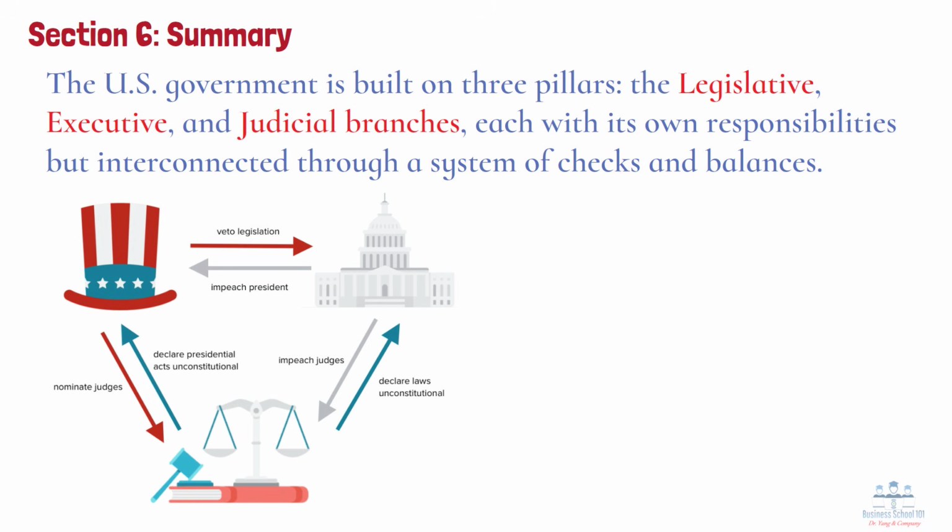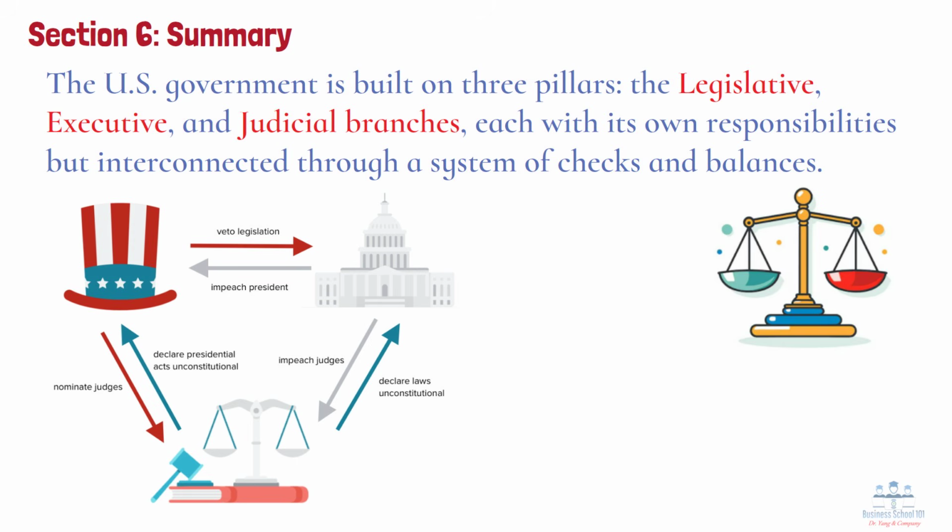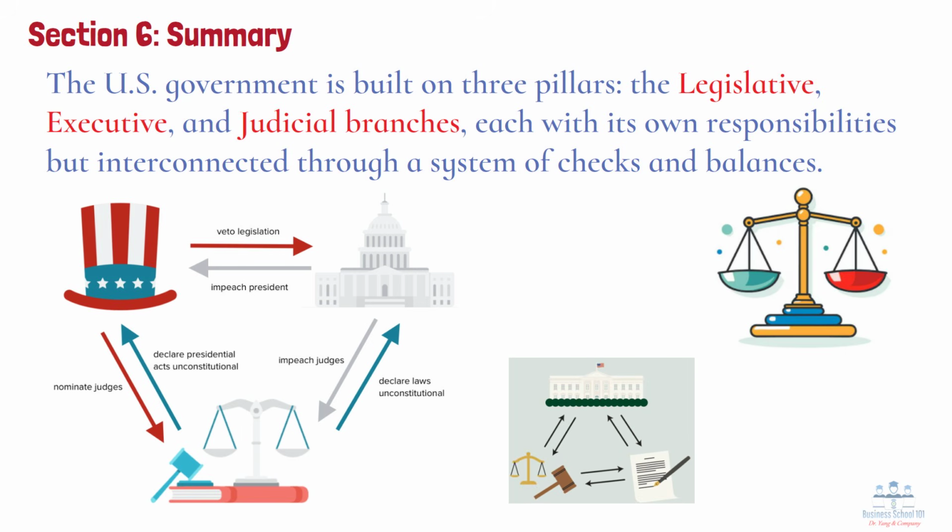This balance of power is what keeps the government fair and functional, ensuring that no one branch can dominate the others. By understanding how these branches work together, we gain a deeper appreciation for how the U.S. government serves and protects its citizens.